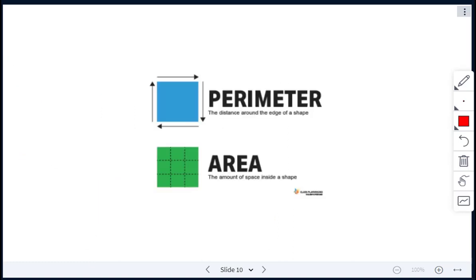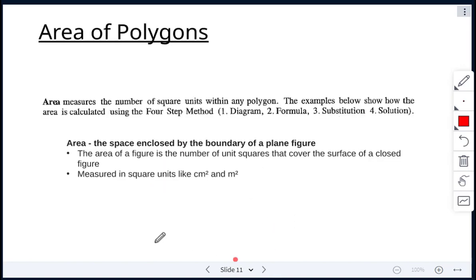All right, so next we are looking at area. Just recall, perimeter was the distance around the edge of the shape. Now when we look at area, area is the amount of space inside of a shape. Area measures the number of square units within any polygon. Again, we're going to use the 4-step method: diagram, formula, substitution, solution.